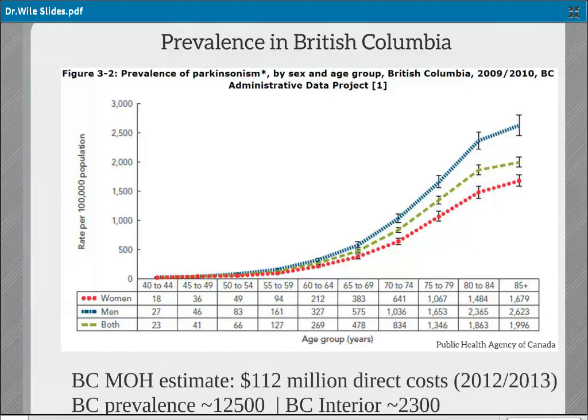If you look at around age 65 to 69, the rate overall is maybe 500 per 100,000. That's about 0.5%. And if you go up to age 85 plus, the average rate is 2,000 per 100,000. That's about 2%. This is pretty much in keeping with what we think the overall risk of Parkinson's is for most patient groups around the world. From these data, there are probably about 12,000 people with Parkinson's in the province. Here in the interior, there are quite a few as well, but this is a province-wide presentation, so I won't dwell on that.